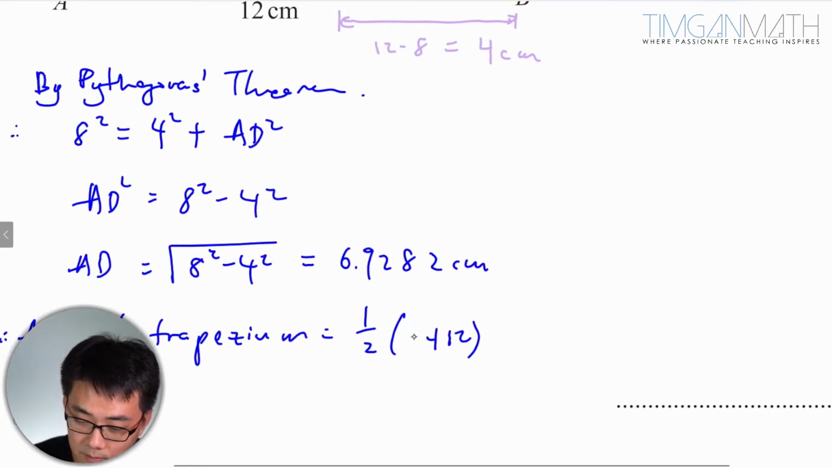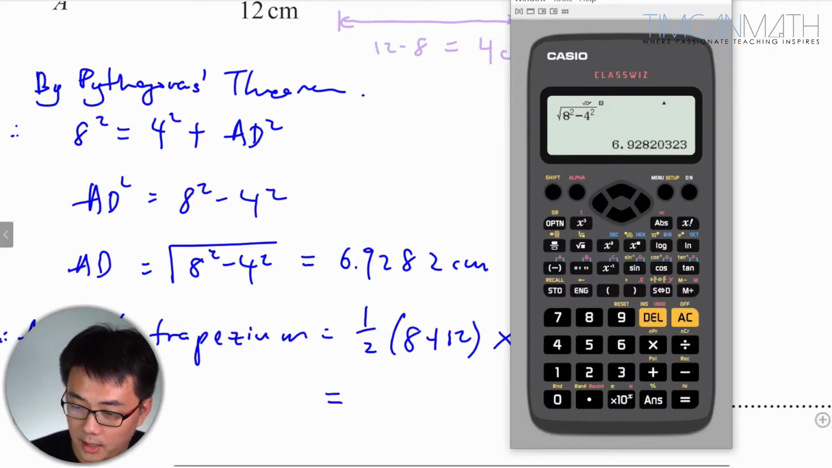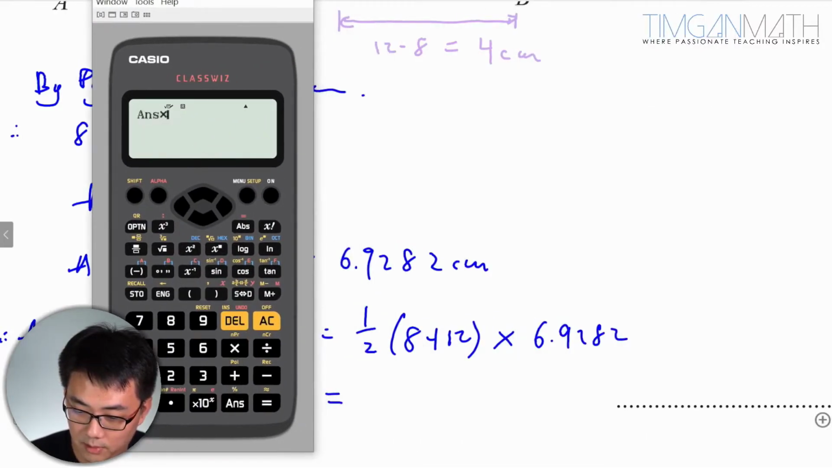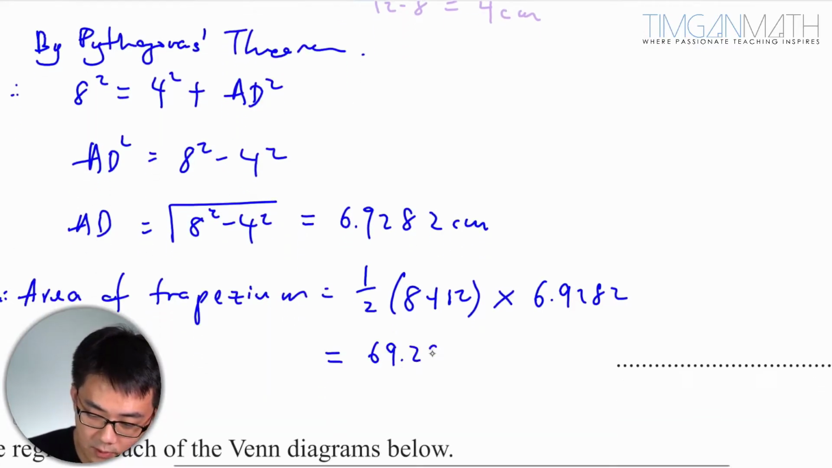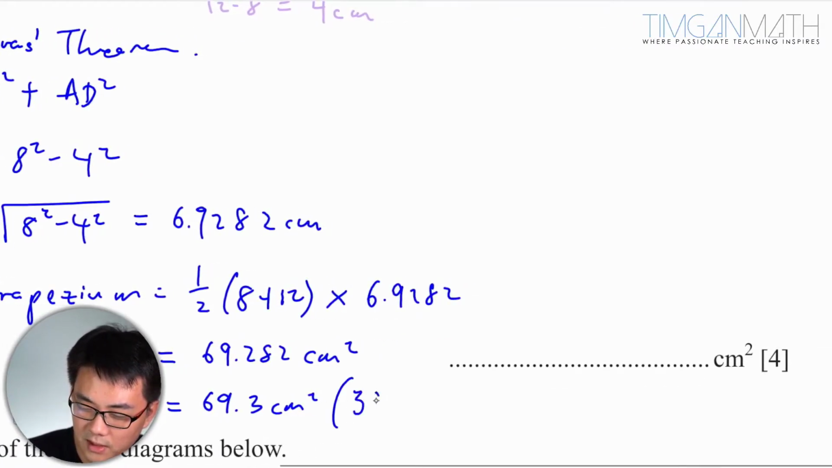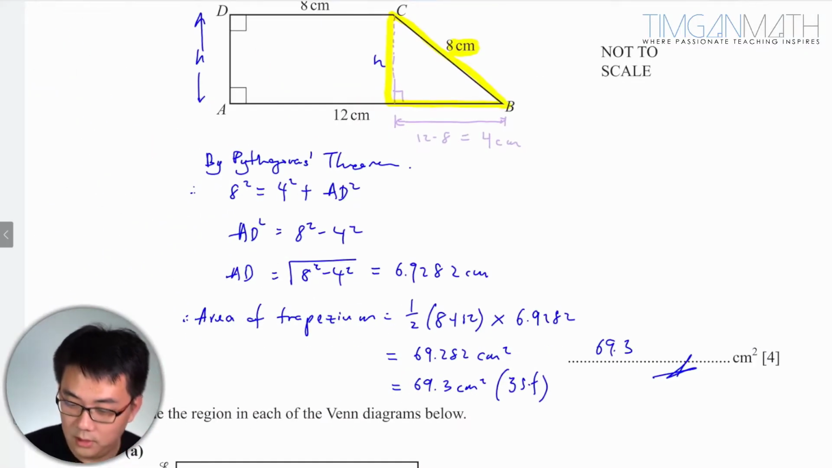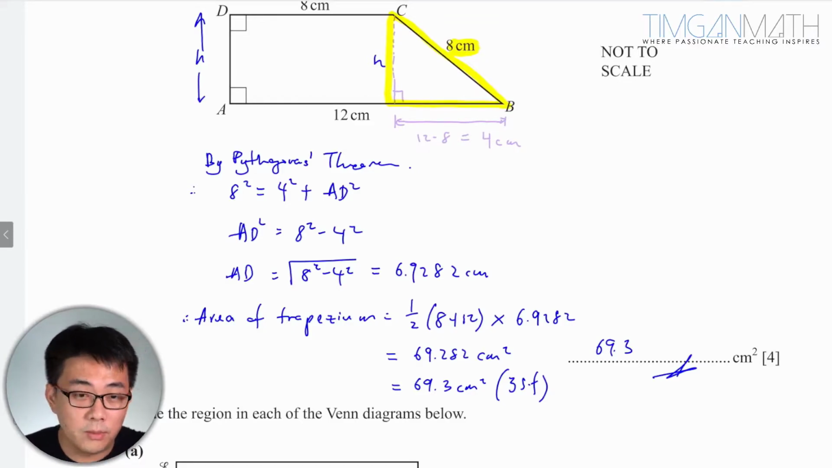8 plus 12 times 6.9282. Okay, so there you go. So in this case, what we'll get is multiply by 20 divided by 2. 69.282. So this is 69.282 square cm, 69.3 cm square. So let's leave it in 3 SF, 3 significant figures. The units are already there. That's okay. So that's how we do this question proficiently.